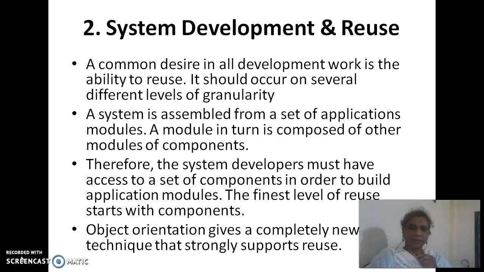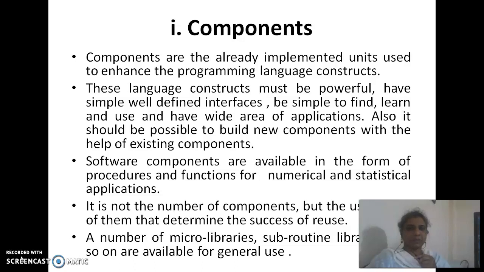The finest level of reuse starts with components. Object orientation gives a completely new technique that strongly supports reuse. So number one is components. Components are already implemented units used to enhance the programming language constructs. These language constructs must be powerful, have simple well-defined interfaces, be simple to find, learn and use, and have a wide area of applications. Also, it should be possible to build new components with the help of existing components.